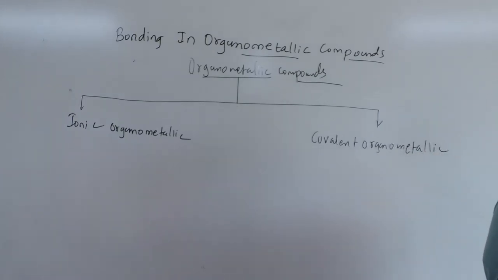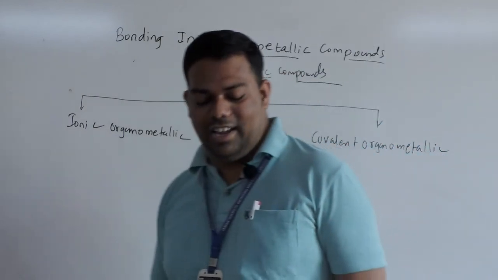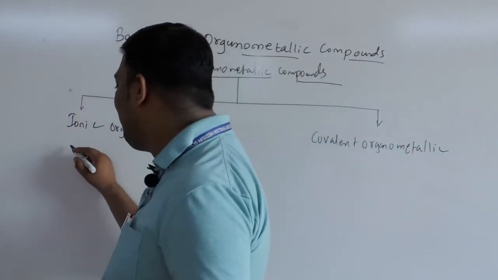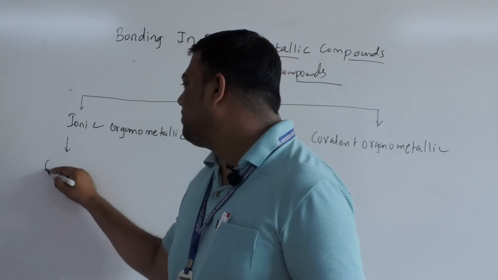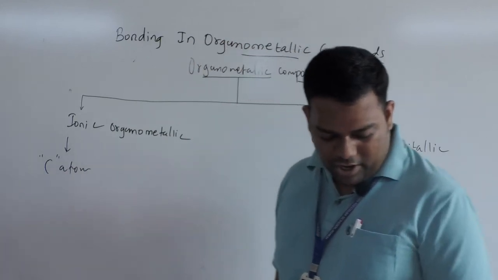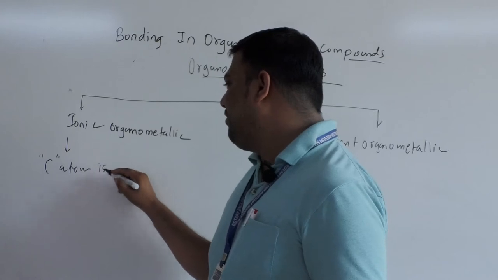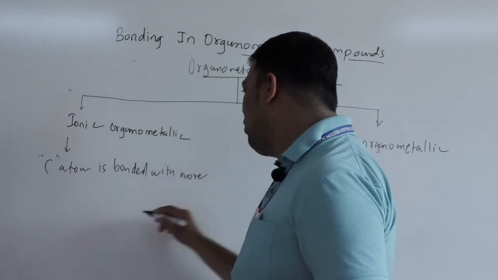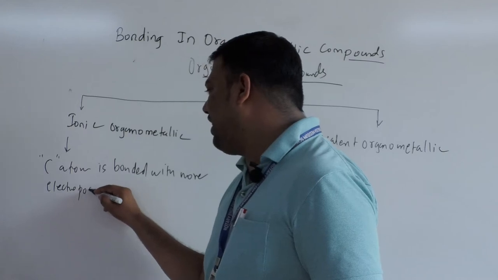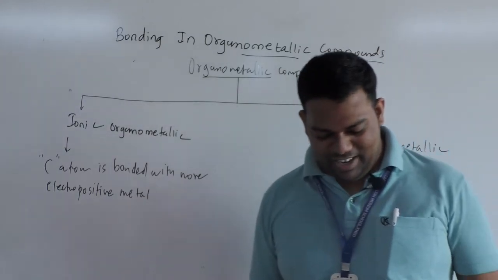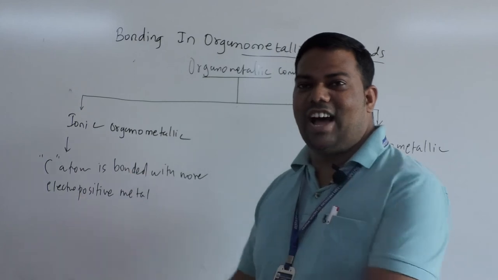Now we will discuss what happens in ionic organometallic compounds. In ionic organometallic compounds, when the carbon atom is bonded with a more electropositive metal, then these belong to the ionic organometallic class.